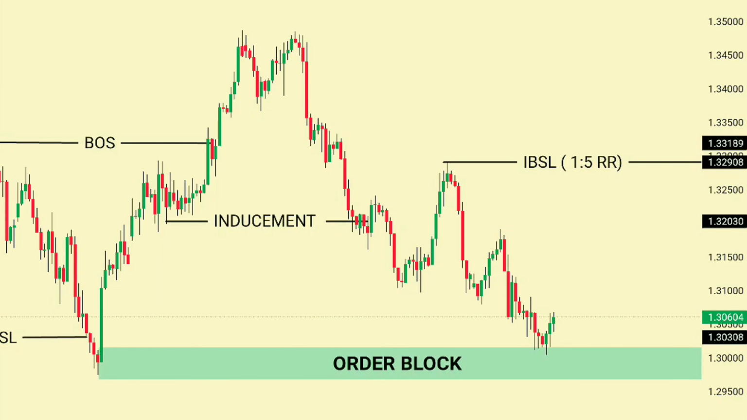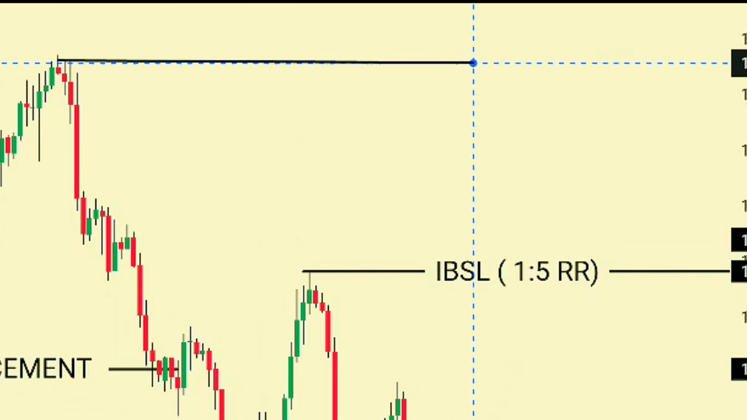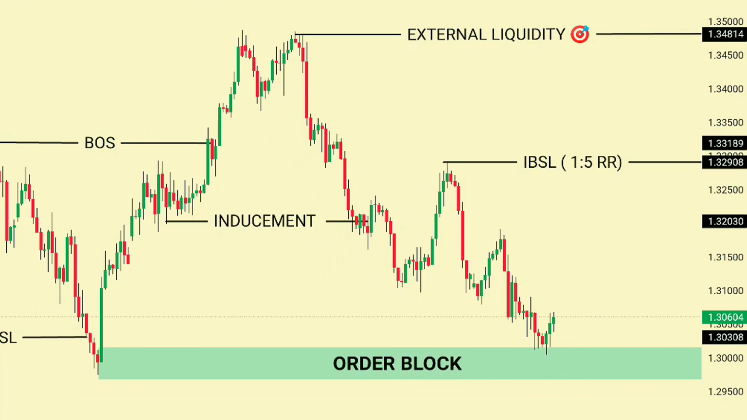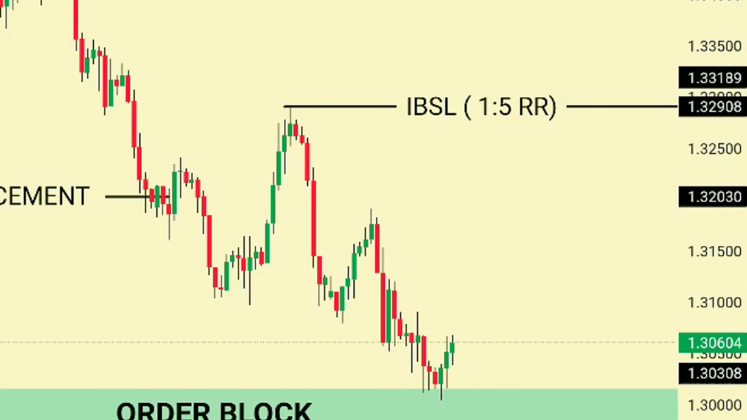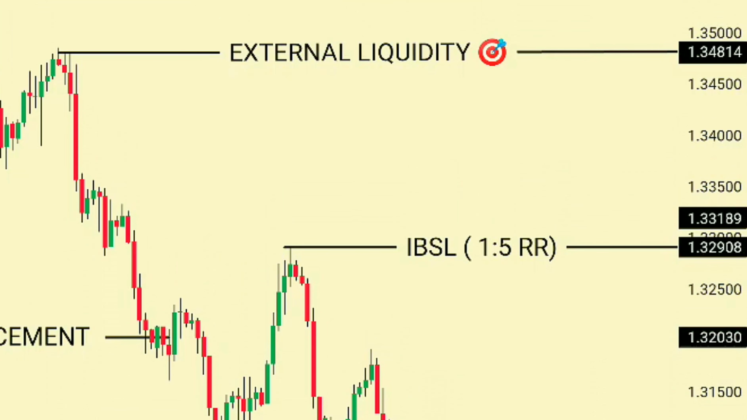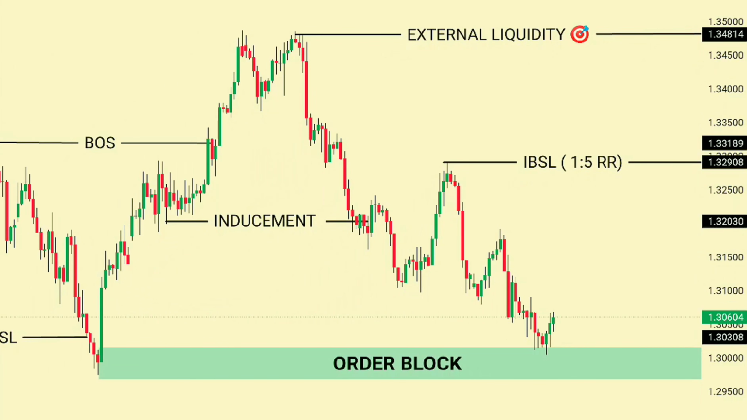At this point, some traders might wonder why I did not target the liquidity resting much higher in the market. The reason is that my objective is not to capture every possible move. My objective is to focus on the liquidity that has the highest probability of being reached. In this setup, the internal buy-side liquidity offered a realistic target while still providing a strong 1-to-5 risk-to-reward ratio. Rather than chasing a larger move and exposing myself to unnecessary uncertainty, I preferred taking the high probability liquidity that the market was most likely to deliver.